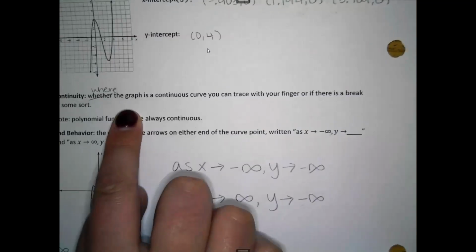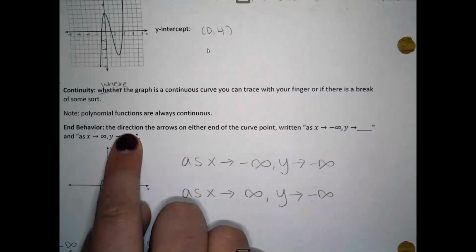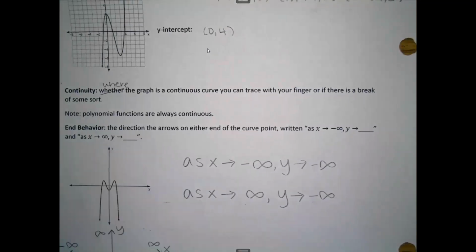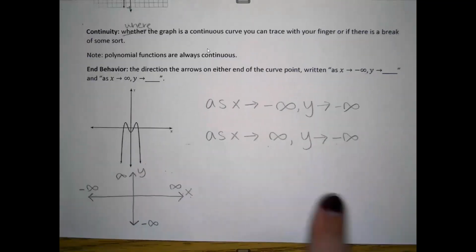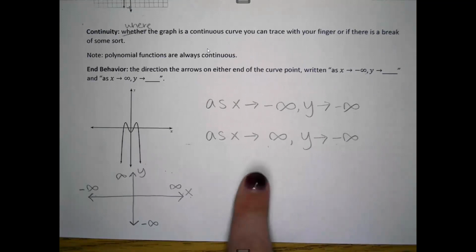And then continuity just means that you can trace the graph with your finger and not pick your finger up. These graphs are always continuous. So if they ever ask, we just say yes. Yep, I can trace it without picking my finger up. And then we learned end behavior is just describing the arrows, but it's doing it fancy like with math notation. So this is probably going to be the most difficult part of today, is describing the arrows.